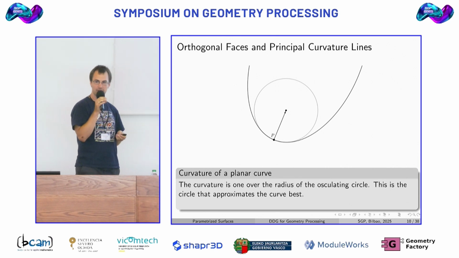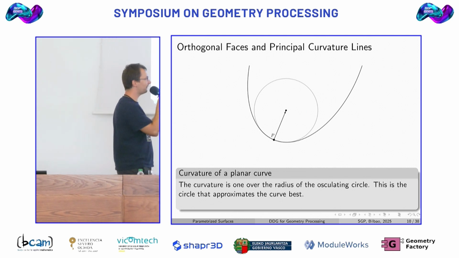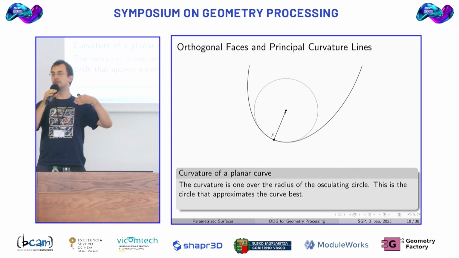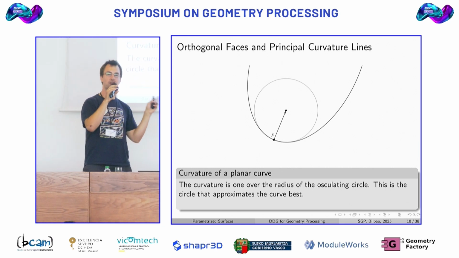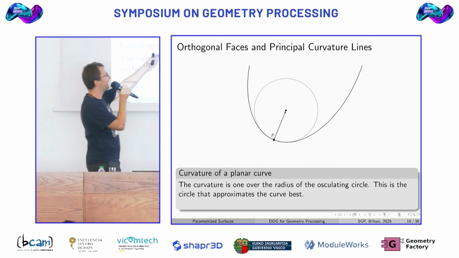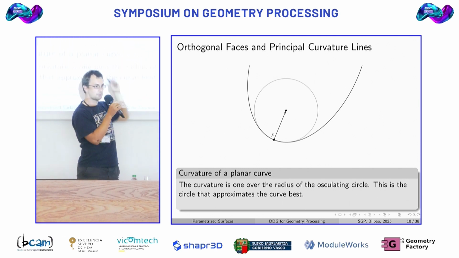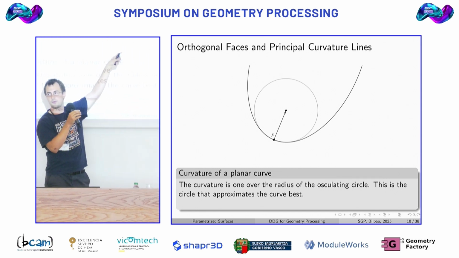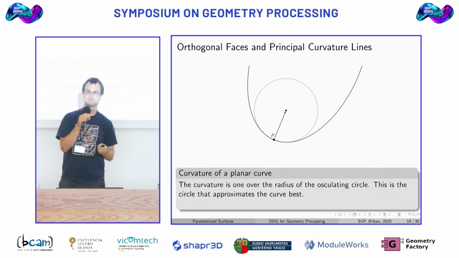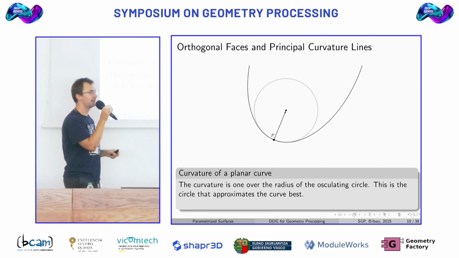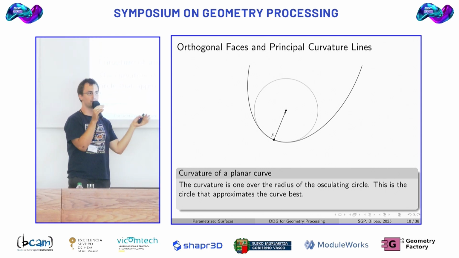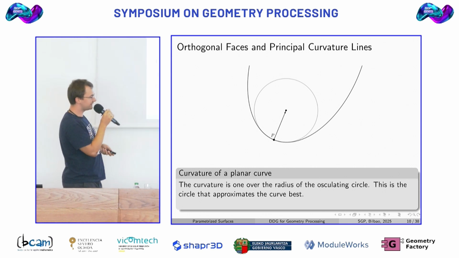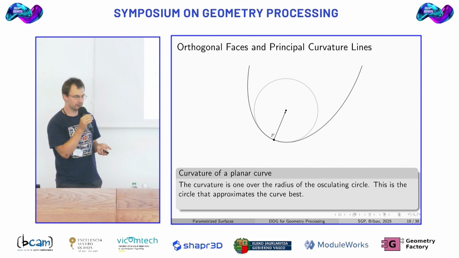Let's start with a planar curve. You know, the curvature of a planar curve at a point P can be defined as 1 over the radius of the osculating circle, the circle that best approximates the curve at this point. You get it if you take 3 points on your curve, take the circle through the 3 points, and then move the 3 points together to 1 point. In this limit process, you get the osculating circle, just like you would obtain a tangent in a limit process. So this is the curvature of a planar curve.